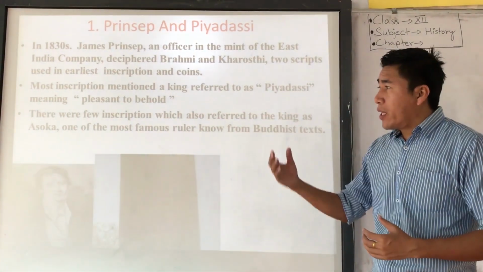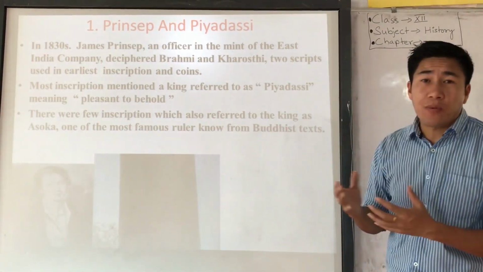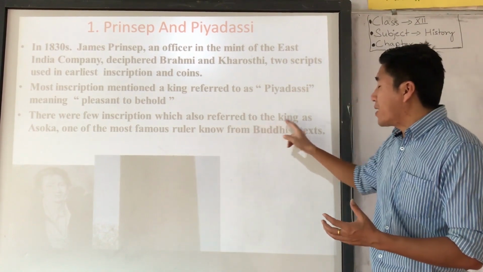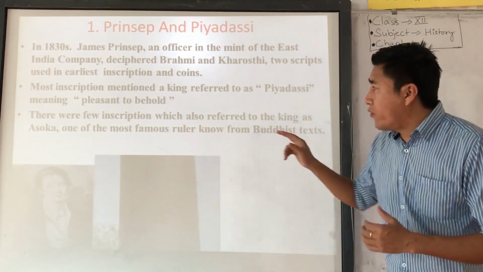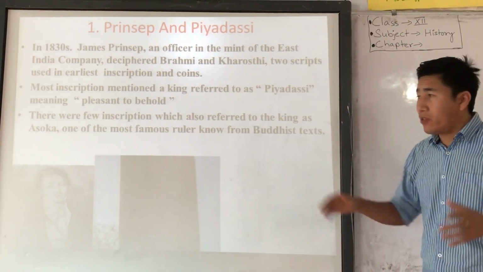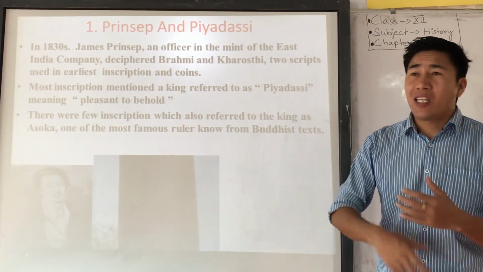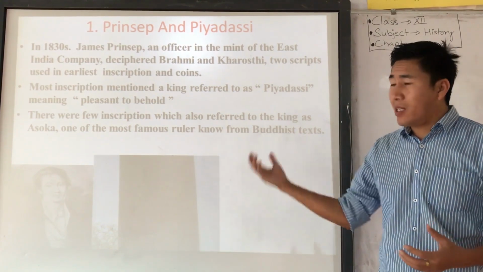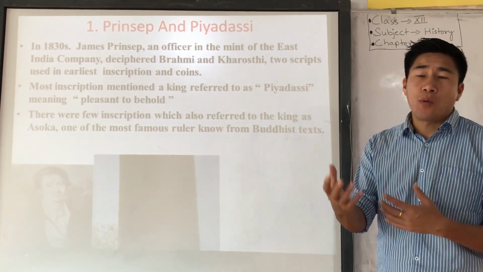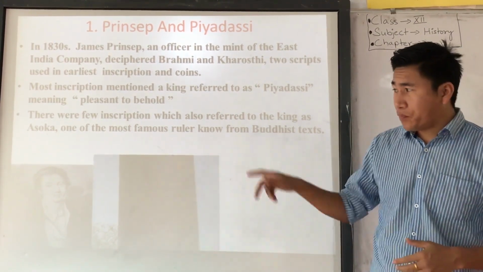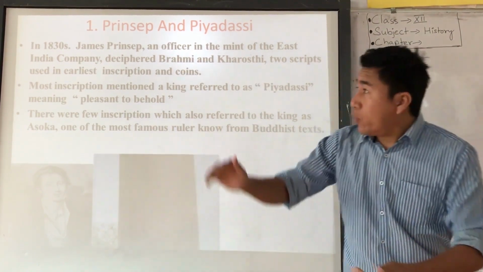And later on, they found there were also a few inscriptions that also referred to the king as Ashoka, one of the famous rulers known for Buddhism. As we know, after the Kalinga War, he was so devastated that he changed his religion to Buddhism, and then all his life he propagated the Buddhist religion. Right?